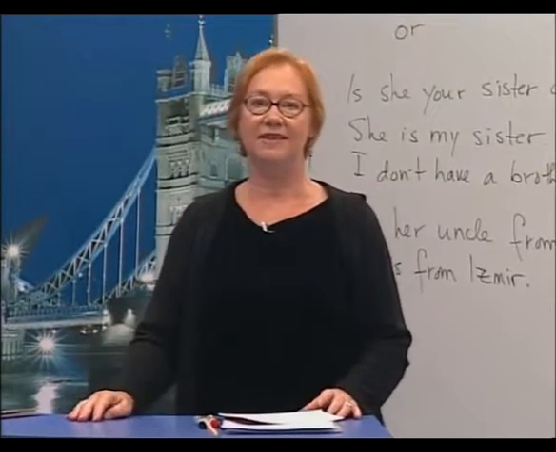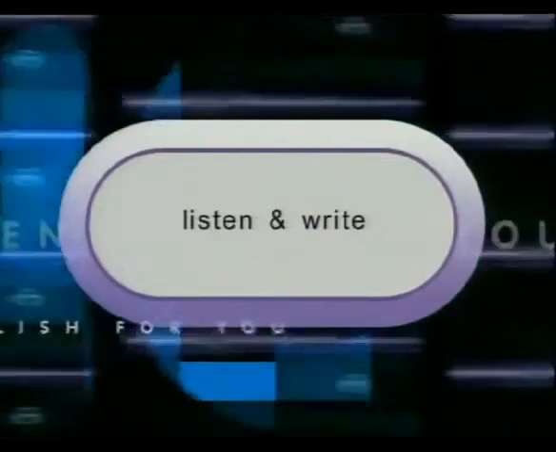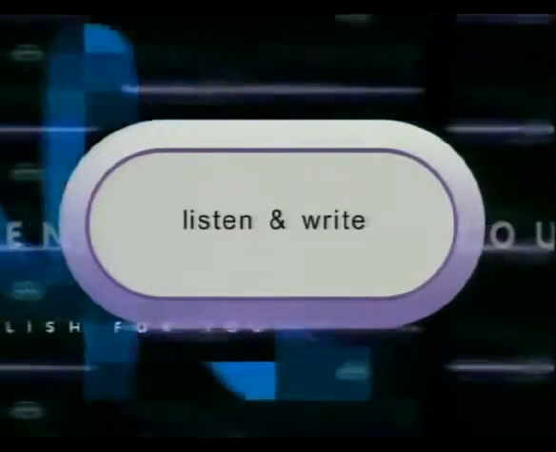All right, now it's time to listen and write. Let's do the dictation. Spell these words. Number 1, relative. Number 2, grandmother. Number 3, cousin. Number 4, aunt. Number 5, uncle.